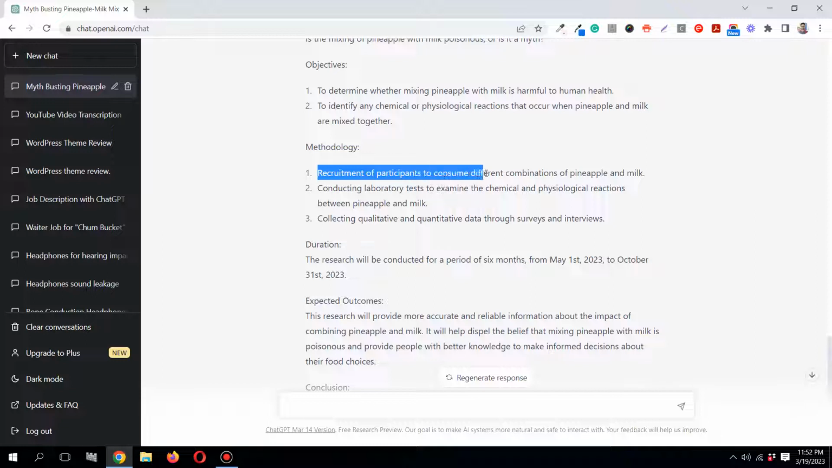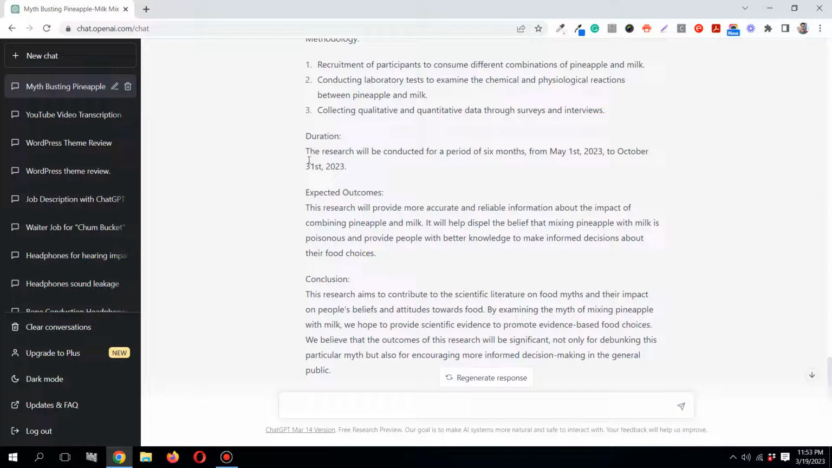Recruitment of participants to consume different combinations of pineapple and milk. This could be different types of milk, such as in yogurt form or pure milk form, or just in the form of condensed milk, etc. Conducting laboratory tests over here in the methodology, and also collecting qualitative and quantitative data through surveys and interviews. So it's done. Methodology, duration, all of these are headings.